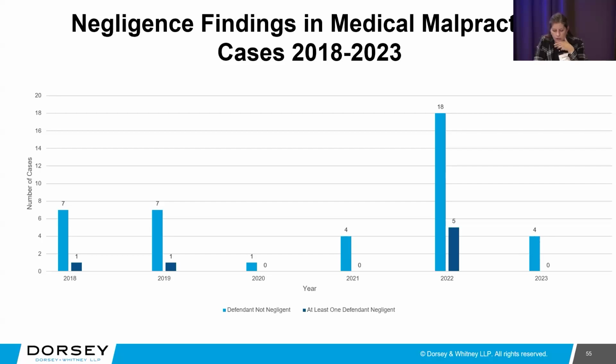So in both 2018 and 2019, as you can see on the left side of the slide, there were 8 medical malpractice jury verdicts. 7 of them were defense verdicts and 1 was a plaintiff verdict in each of those years. So that's a pretty good outcome. In total, that represents 88% of cases were defense verdicts in both 2018 and 2019.